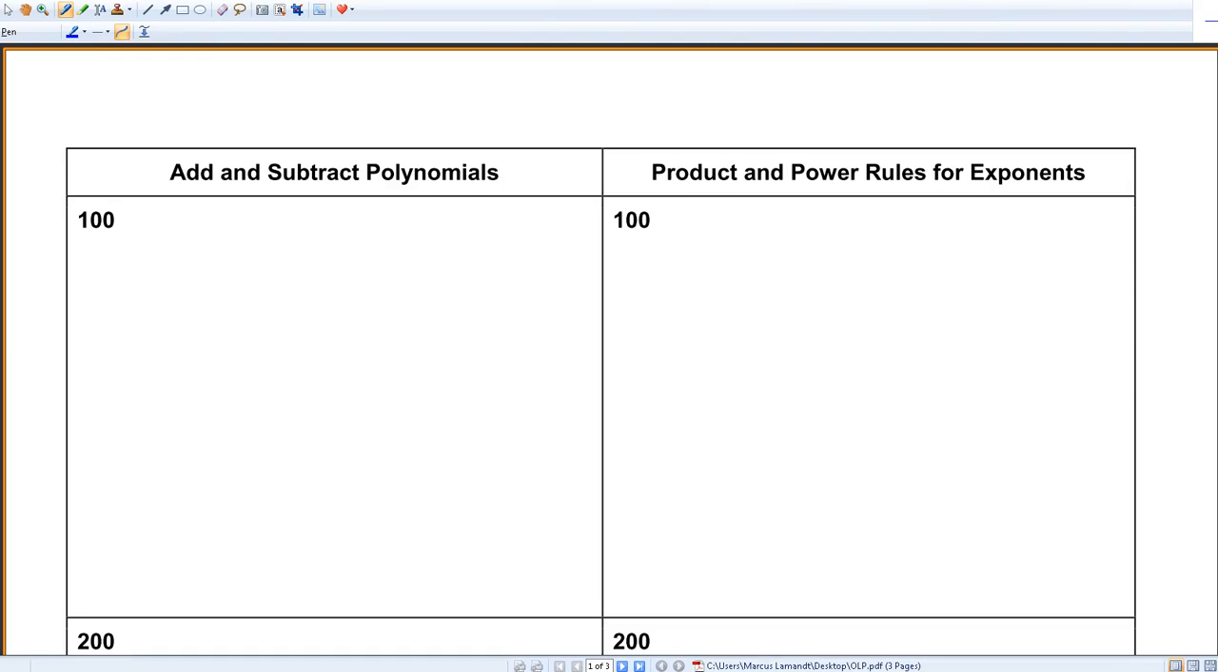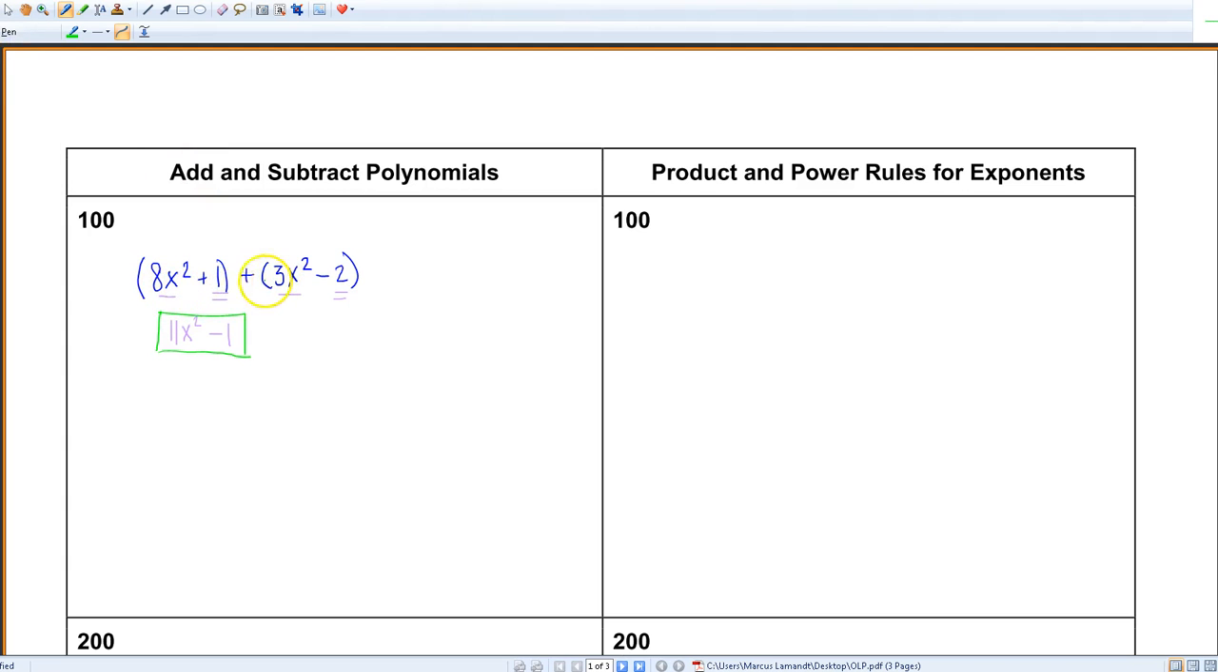Alright you guys, in this video I'm going to be going over the different problems in the Jeopardy review game that we played today. Okay, so this was the question that was 100 under add and subtract polynomials. What you want to do here is you want to combine like terms. 8x squared and 3x squared are like terms, and 1 and negative 2 are like terms.